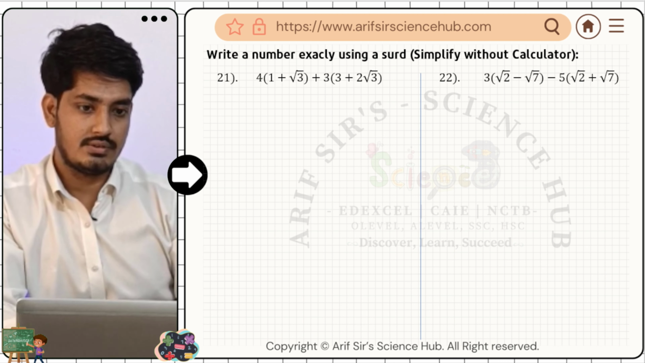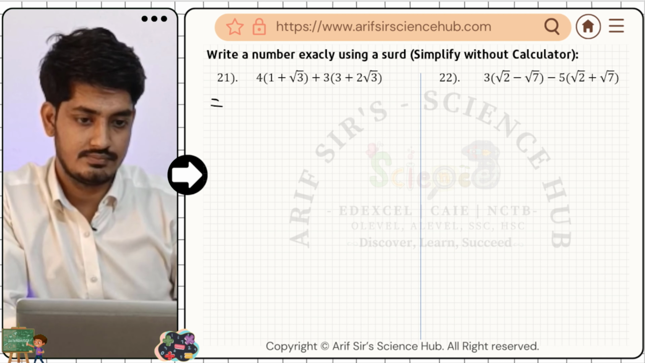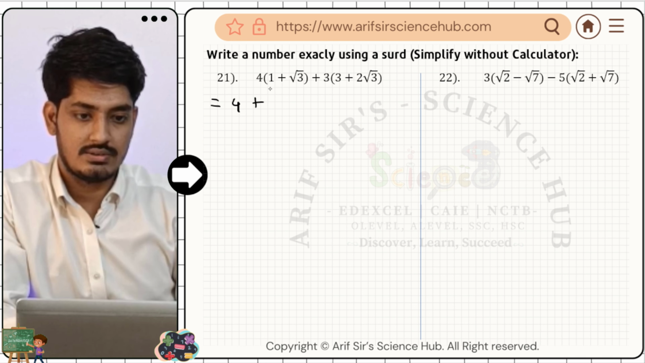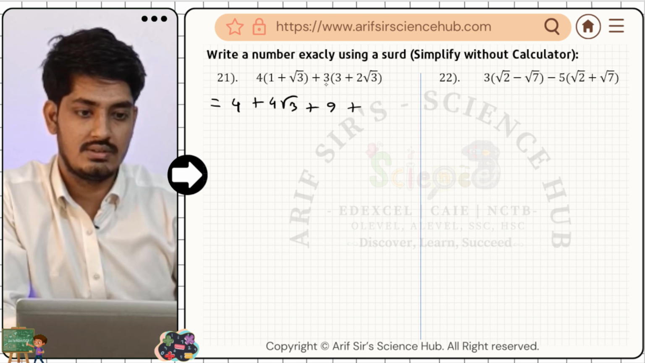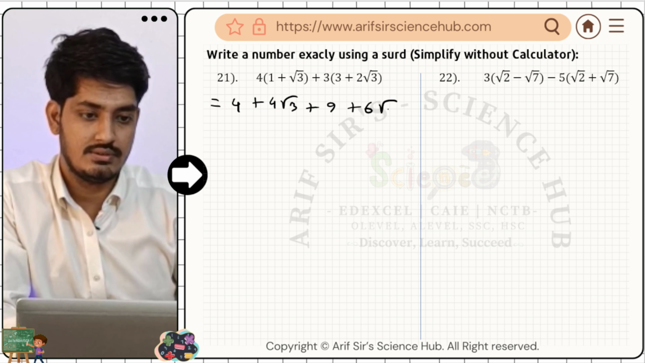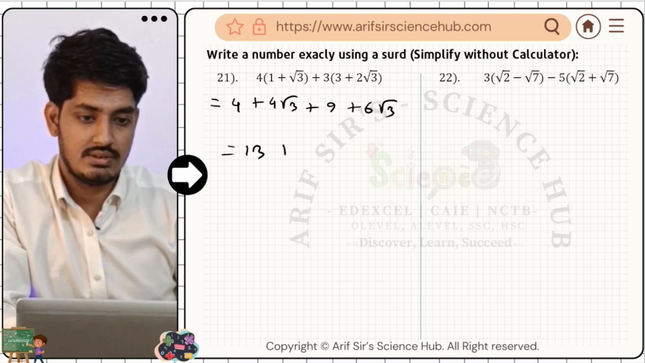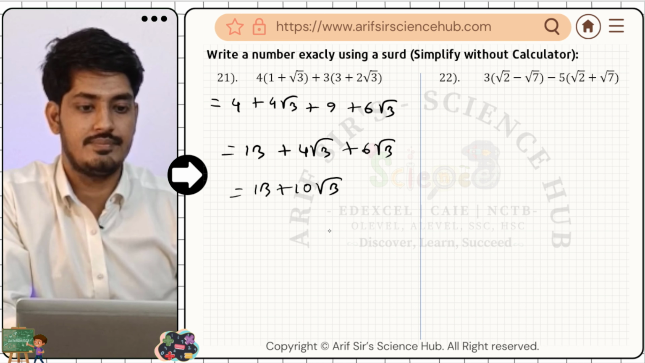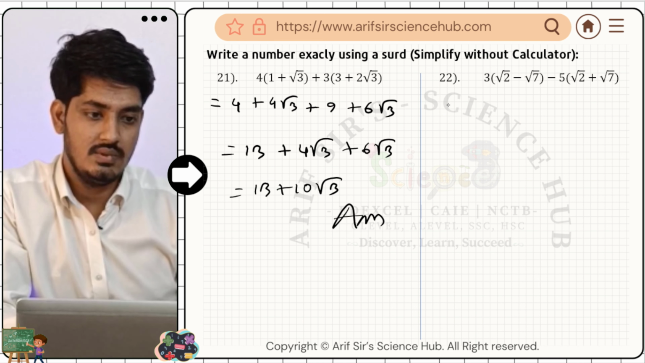So now let's solve this exercise 21. If we multiply this, 4 into 1 is equal to 4, plus 4 square root 3, plus 3 into 3 is equal to 9, plus 3 into 2 is equal to 6 square root 3. This 4 and this 9, it should be 13, plus 4 square root 3 plus 6 square root 3. So if we add this, then it should be 13 plus 10 square root 3. So that's the answer.